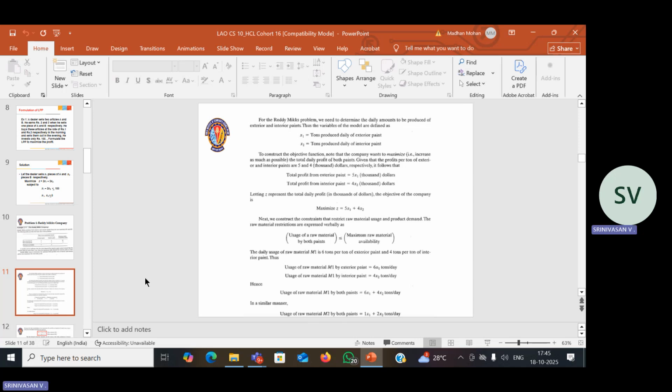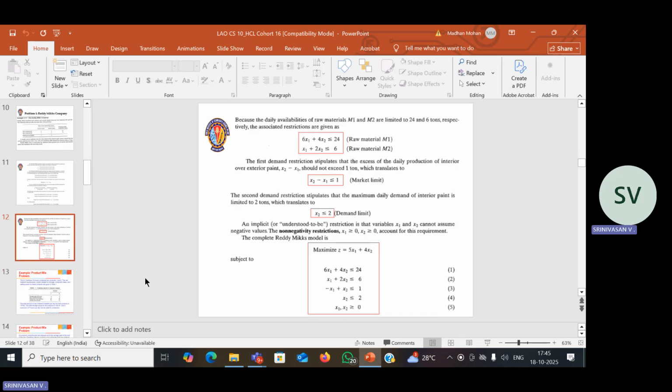In a similar manner, usage of raw material M2. This is usage of raw material M1 by both paints, so 6x1 plus 4x2 tons per day. Similarly, usage of raw material M2 by both paints is 1x1 plus 2x2 tons per day. So it is given in the table. 6x1 plus 4x2 is less than or equal to 24 for raw material M1, and x1 plus 2x2 less than or equal to 6 for raw material M2.